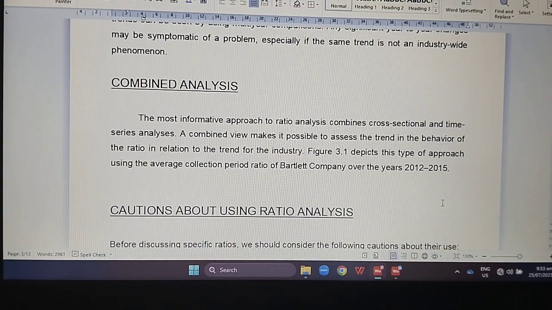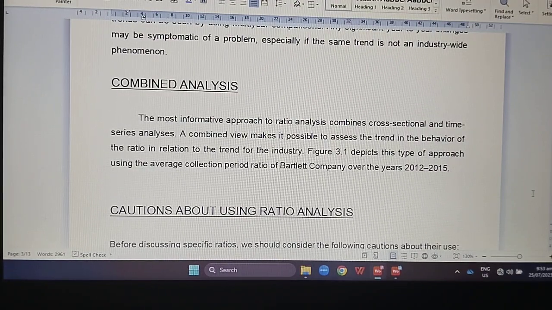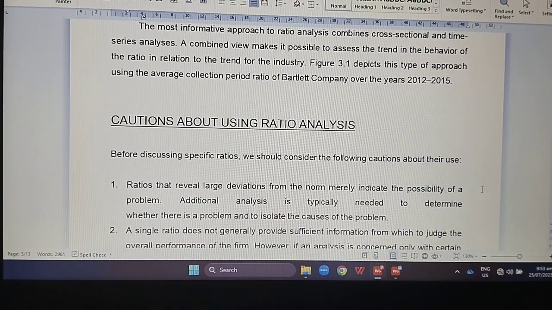Combined analysis, so the most informative approach to ratio analysis is to combine cross-sectional and time series analysis. Siyempre, di ba, talagang, kasi makikita mo talaga yung performance. Okay? Next is yung cautions about using ratio analysis.